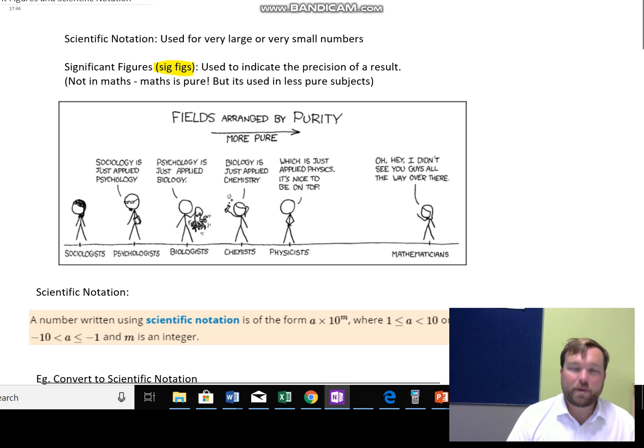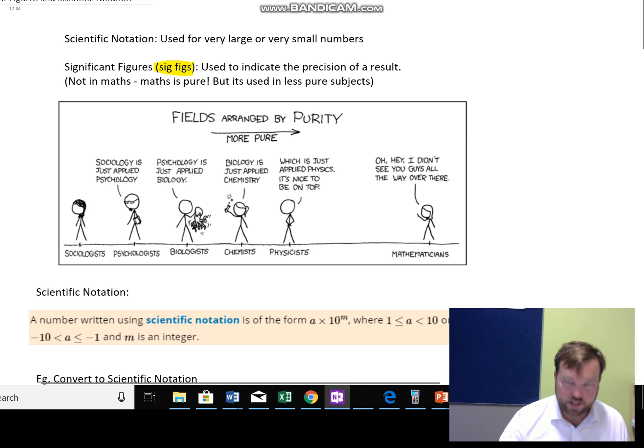Now note, maths, hence the cartoon, is quite pure, and we don't often need to say how precise our result is because we know exactly what it is. But in every other field, physics, science, etc., down to sociology, when they use numbers, it normally comes from measurement, and measurement has a level of inaccuracy. So therefore they need to show the level of accuracy they're implying by using what's called Sig Figs. And I'll get to that in a sec.